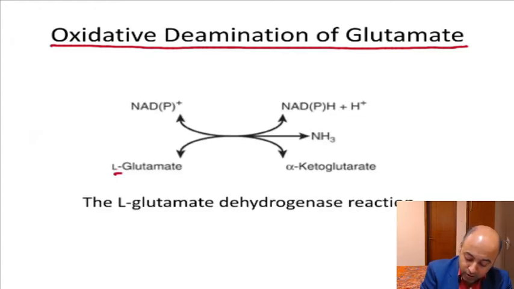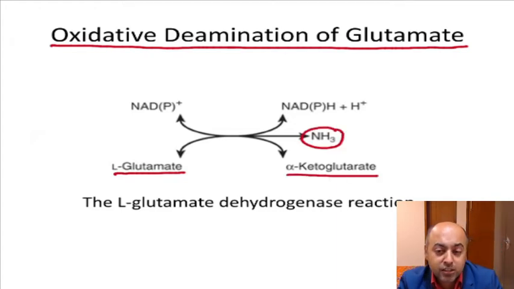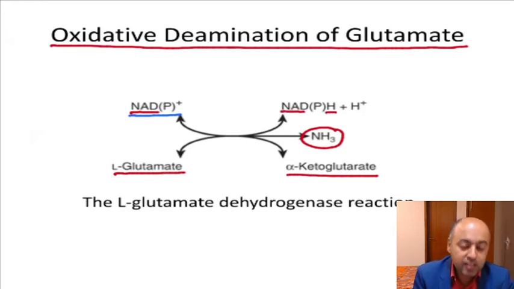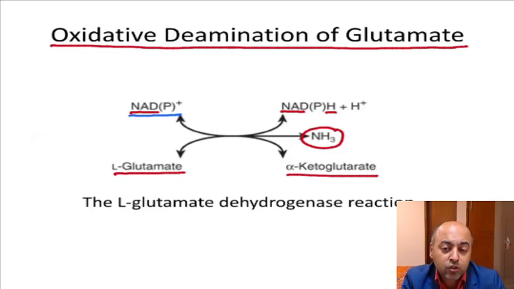The glutamate is split into ammonia and alpha ketoglutarate. When we are doing the transamination, the ammonia is not in the free form. But when we are doing the oxidative deamination, the ammonia that we get is in the free form. For this purpose, either NAD or NADP can be used, resulting in formation of either NADH or NADPH, depending on which molecule is participating.